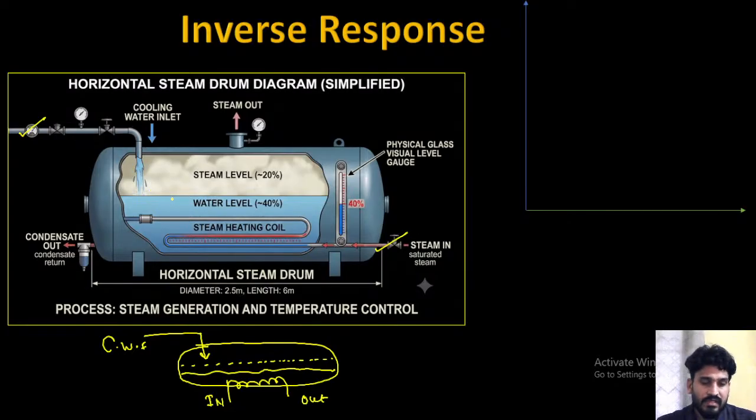Very simple. Now just try to understand it. If you see the cooling water inlet, let's suppose this is the steam level, and this is the water level. Tell me only one thing: what is the ability of cooling water inlet? Is it to increase the level of the steam, or to decrease it? Means if you increase the flow rate of the cooling water, the steam level will rise or fall. Steam level will fall.